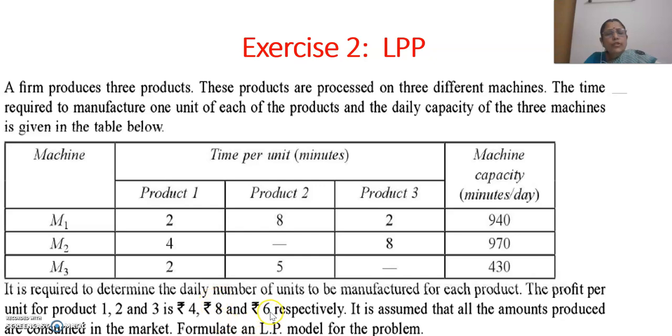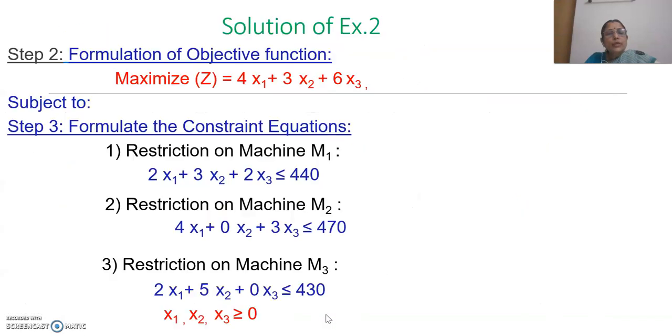Similarly, the number of units of product 3 manufactured per day is x3, and 1 unit sold of product 3 will produce a profit of rupees 6. Therefore, total profit from x3 units will be 6 into x3. So, summing up all these three will be the total profit, and we want to maximize that.